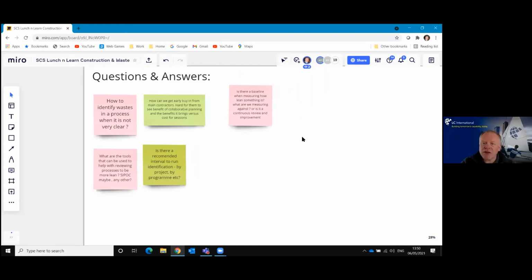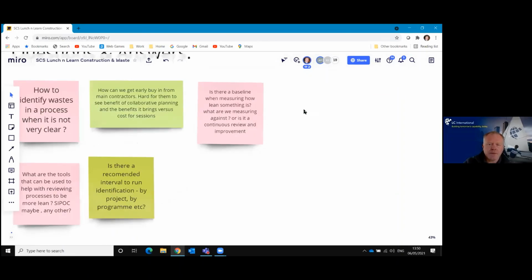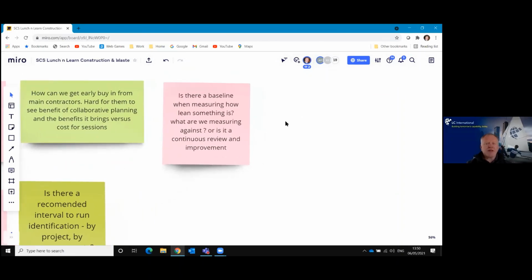So if you're currently looking at things weekly, how can we get that to twice weekly? How do we get people within that construction site, whether it be your supply chain partners or the contractors you're working with, to understand how often they do a check act around the things that they've planned to do? So is there a baseline when measuring how lean something is? What are we measuring against? Or is it a continuous review and improvement?